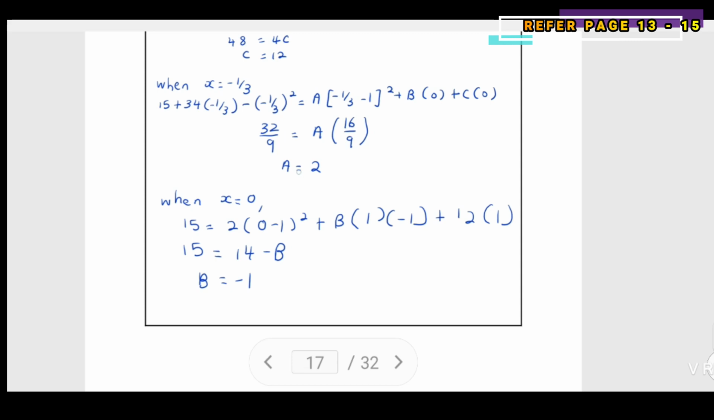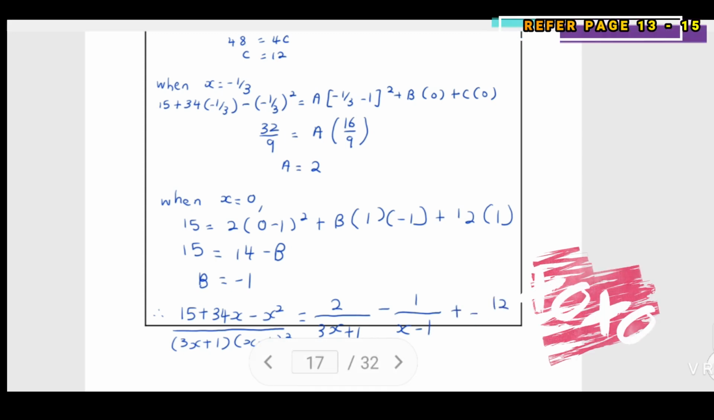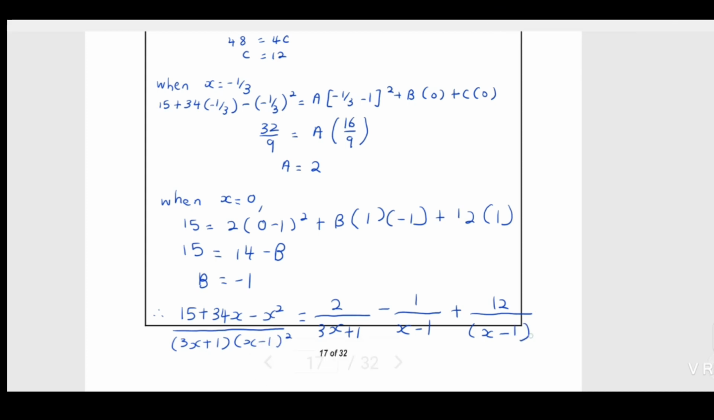Substitute back the values of a, b, and c into the equation. So (15 + 34x - x²) over (3x + 1)(x - 1)² equals 2 over (3x + 1) minus 1 over (x - 1) plus 12 over (x - 1)². So that is our final answer.